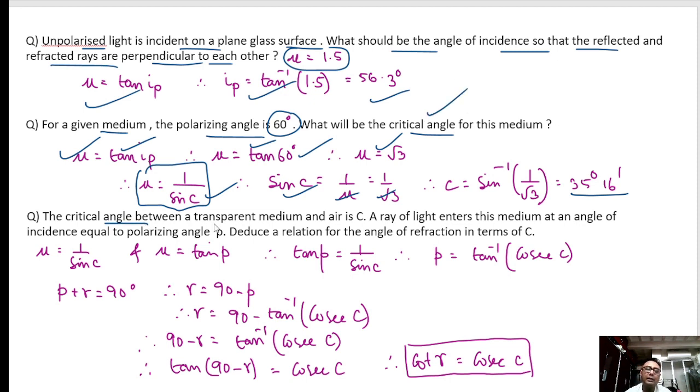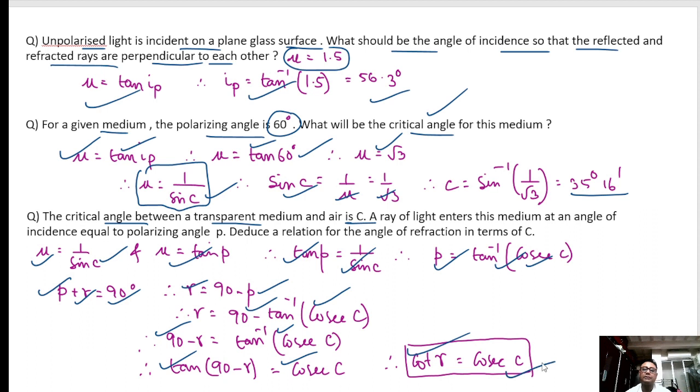Now the critical angle of a transparent medium is given to us. We know mu equal to 1 by sin C and mu equal to tan P. So tan P is equal to 1 by sin C, so P equals tan inverse cosec C. And we know that the polarizing angle and the refracted angle add up to 90 degrees, so R will be 90 minus the polarizing angle. So 90 minus R is equal to this, so tan of 90 minus R is cosec C. So cot R equal to cosec C. This is the relation between the refracted and the critical angle.